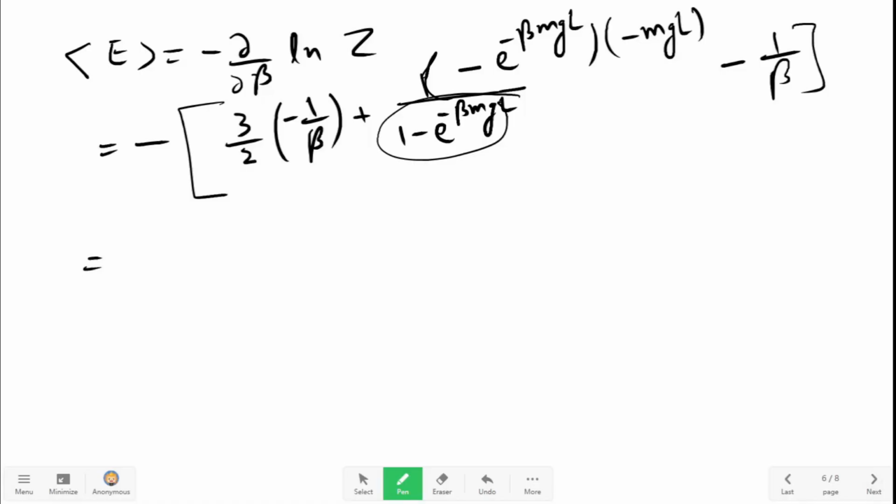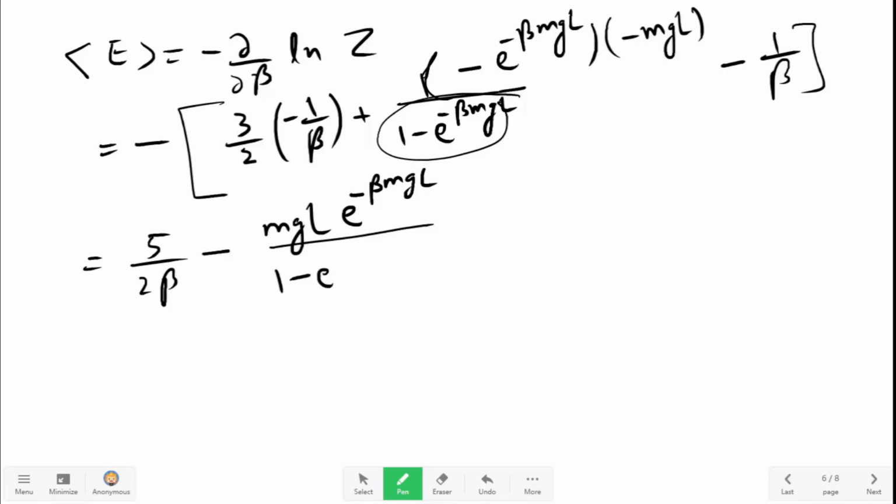And from this term we have one more minus 1/β, so the average energy is equal to 5/(2β) minus mgl e raised to minus βmgl divided by 1 minus e raised to minus βmgl. So this is the average energy.